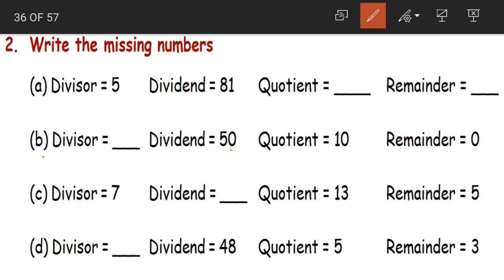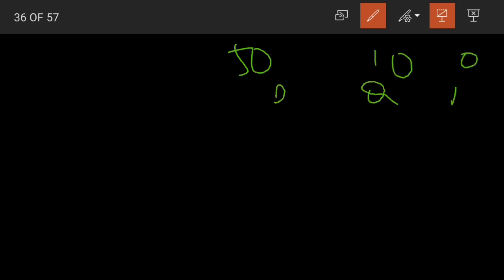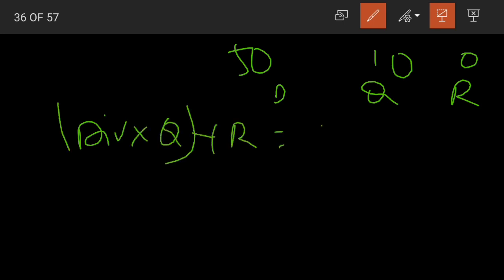Now coming to question B and question D, children. Here the divisor is missing. Dividend, quotient and remainder are given. Yes, what are they? 50, 10, 0. Dividend, quotient and remainder. What do we know? Divisor into quotient plus remainder is equal to dividend. Yes. Finding the dividend was easy, but now we have to find out the divisor.